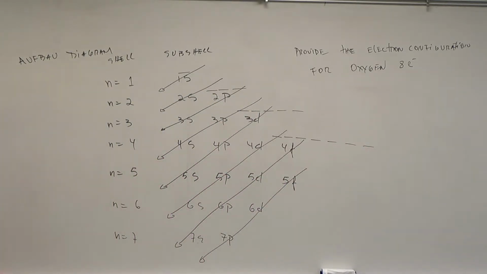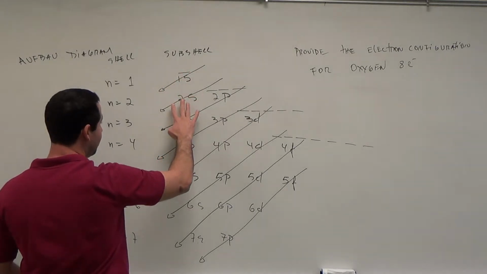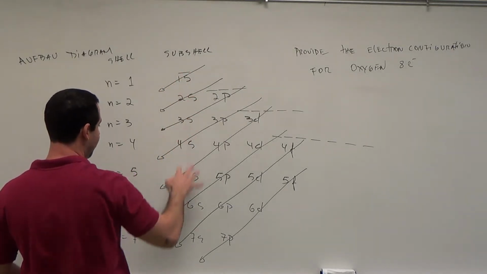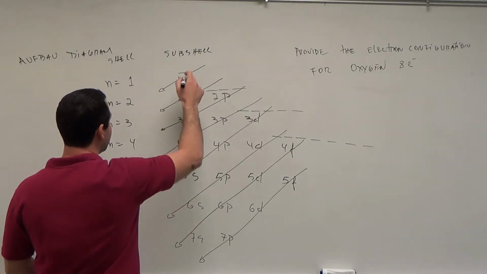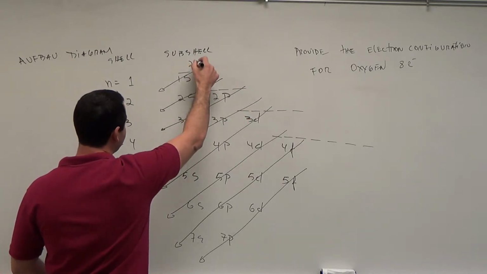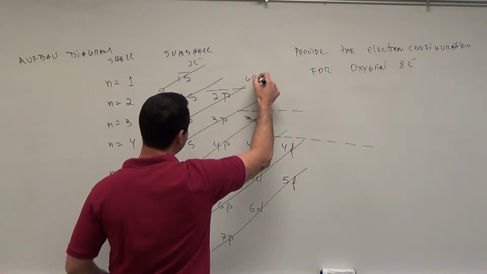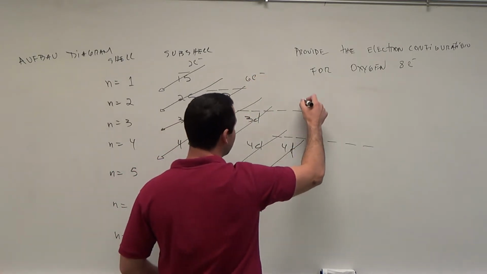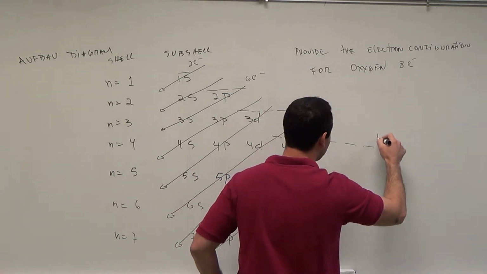You can fill a maximum of 2 electrons in each orbital. So what is the total number of electrons you can place in any of the S's? It doesn't matter if it's 4 or 3 or 5. You can place a maximum of 2 electrons. So 2 electrons go in there. What's the maximum number of electrons I can place here? 6. 2 here, 2 here, 2 here. That's 6 electrons. What's the maximum I can place on the D? 10 electrons. What's the maximum I can place on the F? 14 electrons.